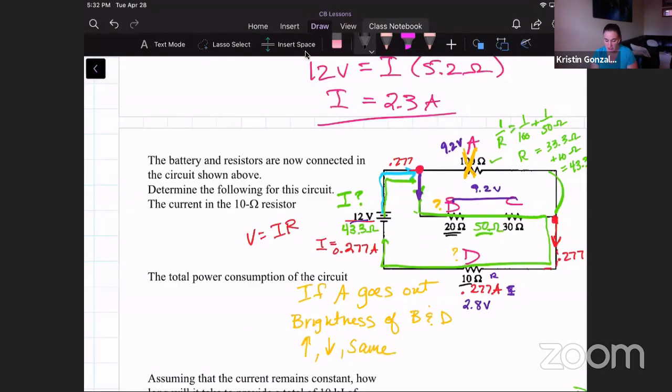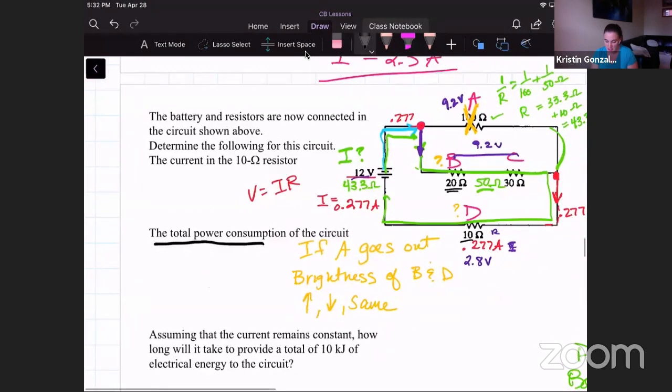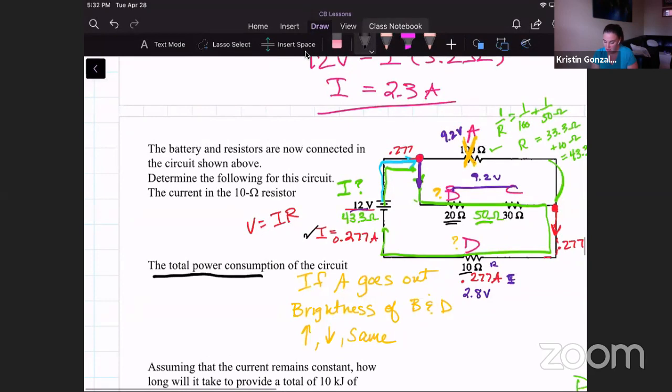So we could find the total power, and there's lots of different ways we could do that because we know what the total current is from the battery. We know what the potential difference is from the battery, and we know what the resistance is with the battery. So we could use P equals I times V, or I squared R; you could use any of those power equations to find it.